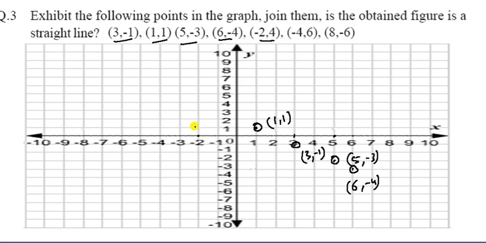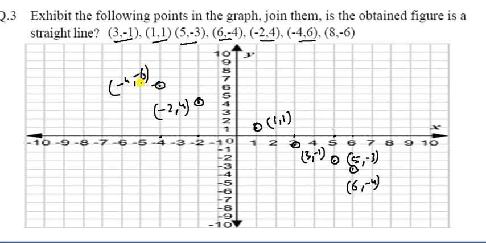Let us see the next number, that is minus 2 and 4. What will be here? Minus 2 is here and 4 will be here. It is 1, 2, 3, 4. So you have to write here minus 2 and 4. Let us see the minus 4 and 6. This number, minus 4, is here. And what about 6?